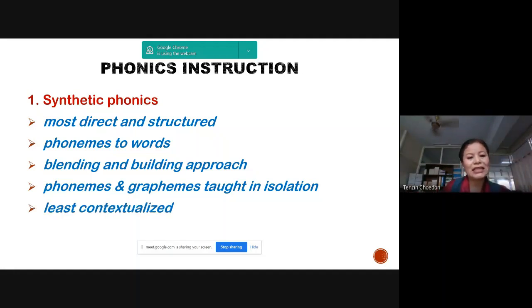So synthetic phonics is least contextualized. In reference to context, it is least contextualized, but it is most direct and structured. So synthetic phonics is also called direct phonics. Okay, so I think we will better stop here.